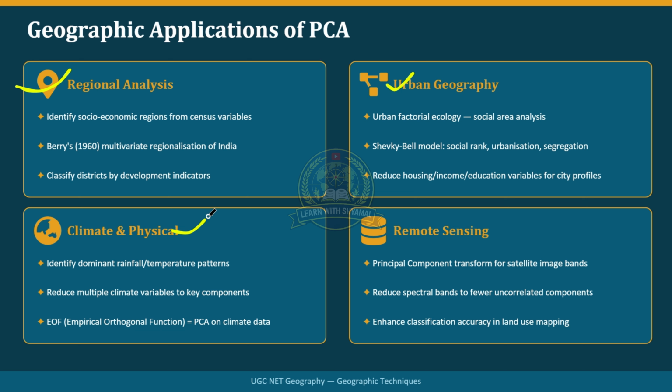Climate and physical: identify dominant rainfall and temperature patterns, reduce multiple climate variables to key components. EOF, empirical orthogonal function, is PCA on climatic data. Then remote sensing: principal component transform for satellite image bands, reduce spectral bands to fewer uncorrelated components, and enhance classification accuracy in land use mapping.